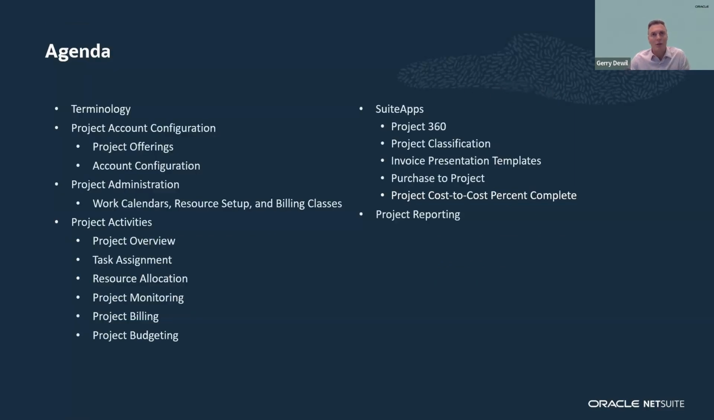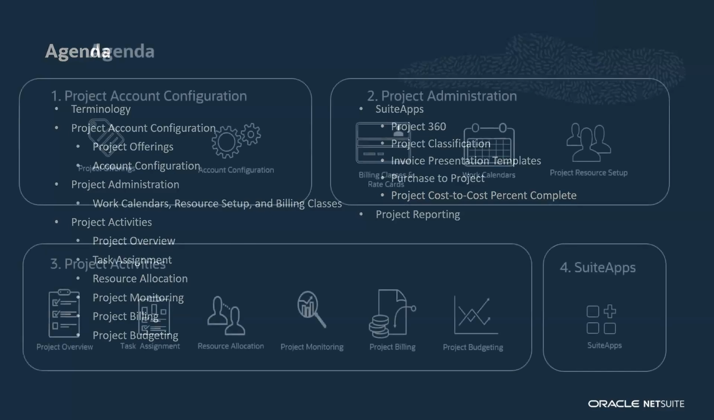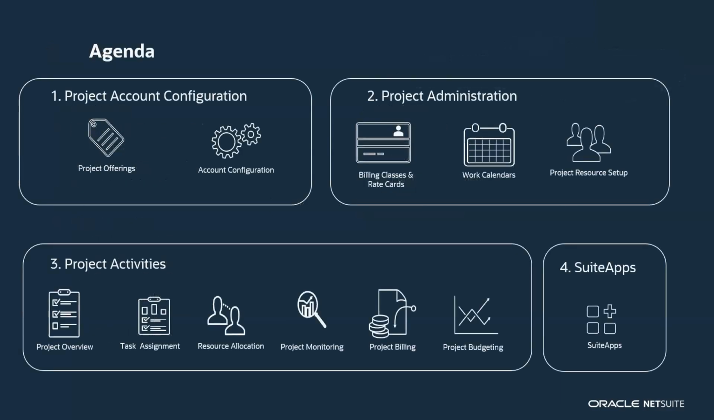That being said, let's go ahead and look at the agenda here. This is a pretty standard agenda, but with project management utilizing a variety of visual tools, we figured we're going to put the agenda in a visual format as well. So I will be covering box number 1 and 2, meaning the project offerings. There's lots of different flavors and editions. The account configurations: what does it take to enable project management? And then some administrative stuff. What does it take to set up the basic features to get going? So I'll be talking about billing classes and rate cards, work calendars, project resource setup.